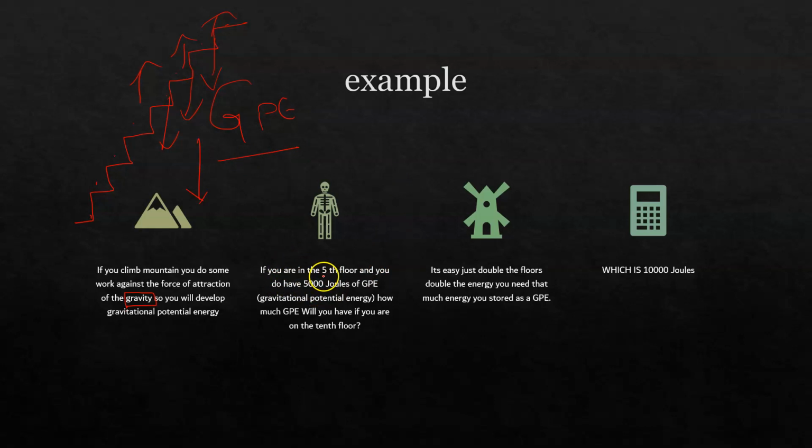If you are on the fifth floor, you would have 5000 joules. If you go to the double the floors, that means if you are in the 10th floor, how much would be the GPE? Just it is doubled, that is 10,000 joules. Is that clear? That means what you understand here about the gravitational potential energy, in short we say GPE: height increases, gravitational potential energy increases, because every time you do some work against gravity.